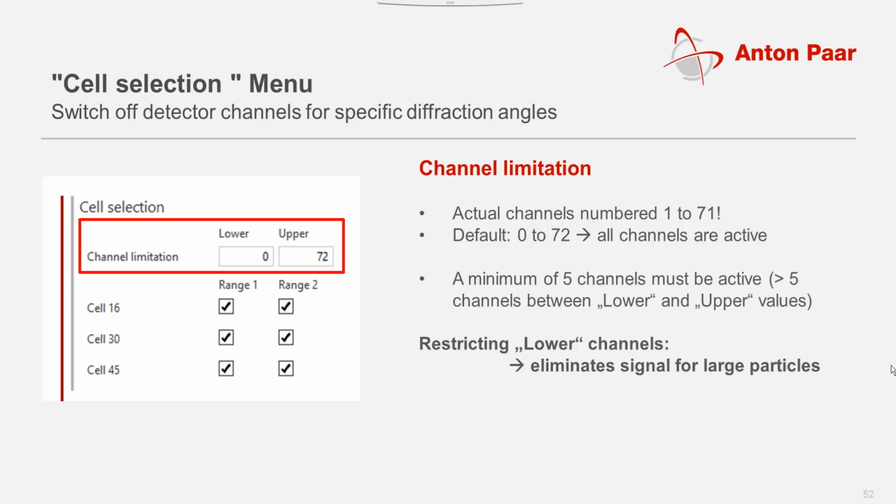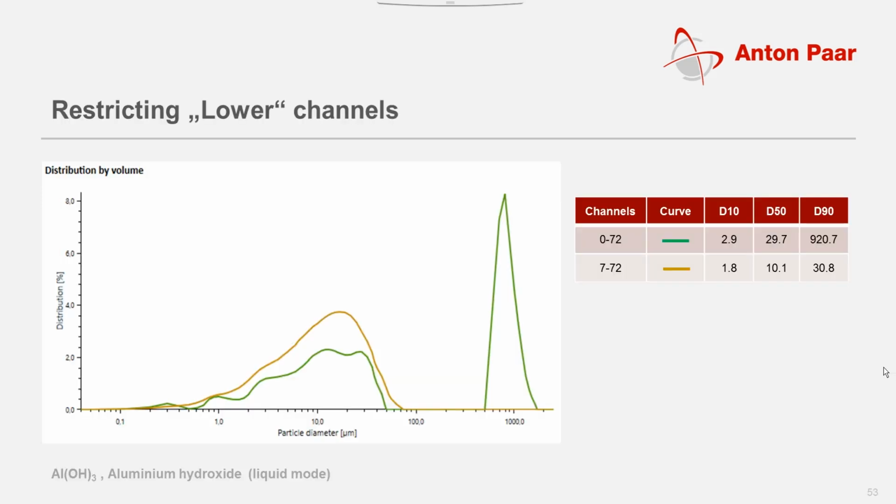By reducing or restricting the lower channels, you will eliminate the signals for larger particles. By restricting the upper channels, you will eliminate the signals for small particles. In the following slides, it's shown what happens when the lower channels are restricted. We took a sample of aluminium hydroxide. The green curve represents the result when all channels are active.